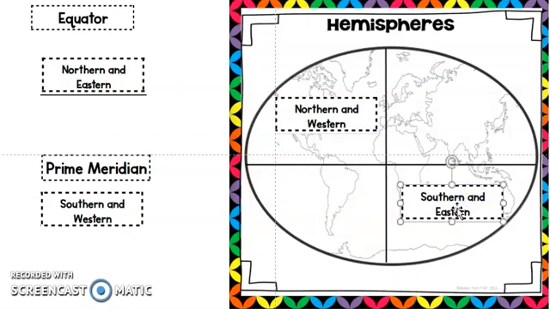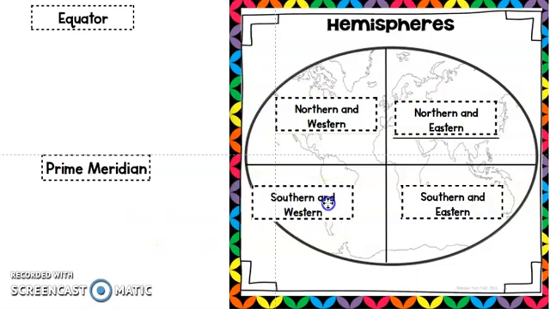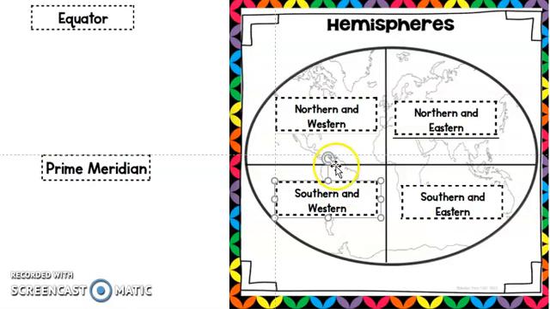So if this is southern and eastern, what would this hemisphere be? Yeah, it's going to be the opposite of the south, but it's still going to be on the east side. So that's northern and eastern. And here we're going to have the opposite of north, but it's going to have west still in it. Very good. So we have northern and western, northern and eastern, southern and western, southern and eastern.